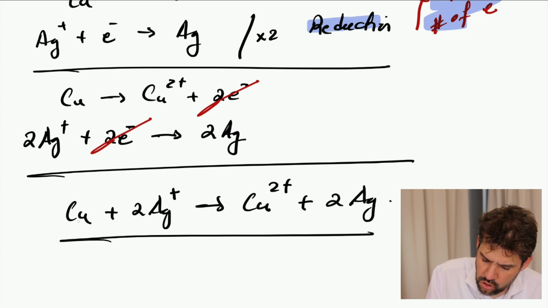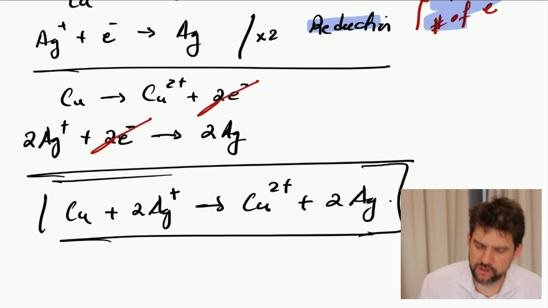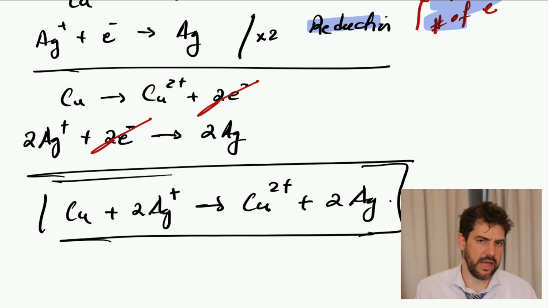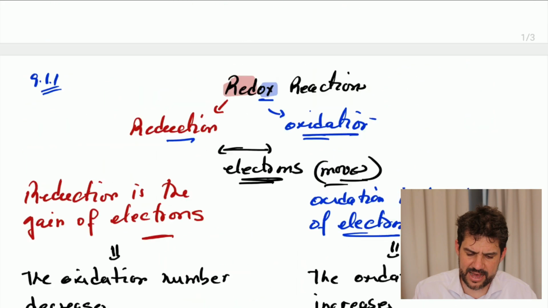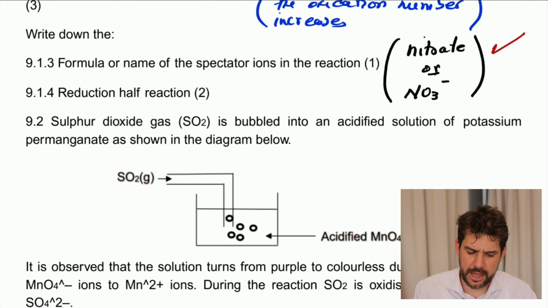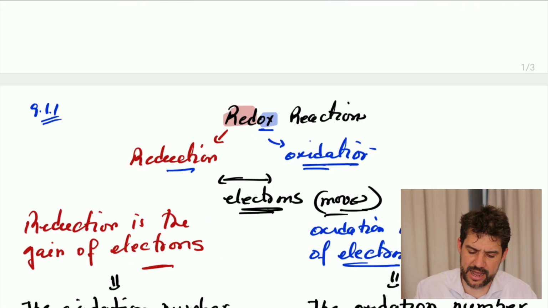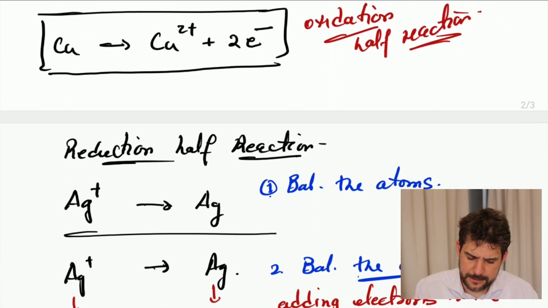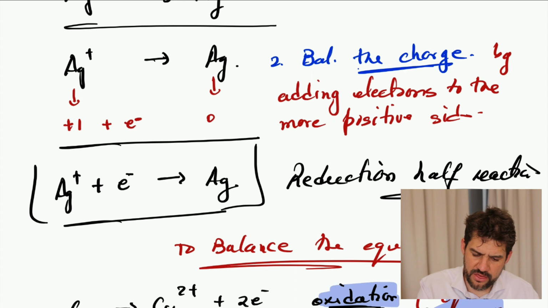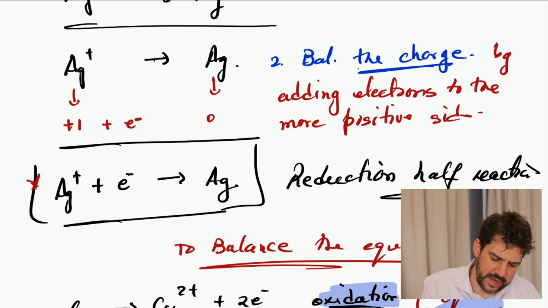Guys, if you notice, this one is the equation that we're starting with. Remember, this one is not part of the question. I'm just explaining how to balance if the question is there. The question just asks for the reduction half reaction. So if we go to the reduction half reaction, there we go. It's for silver. This one is the answer for the reduction half reaction.